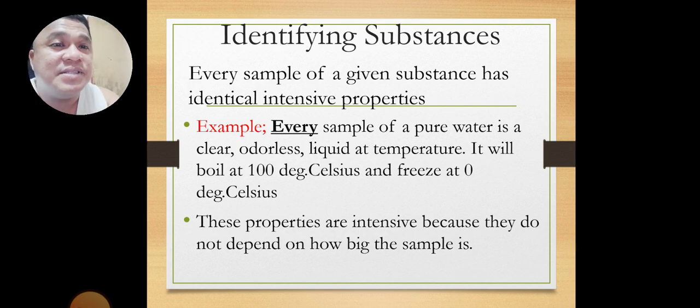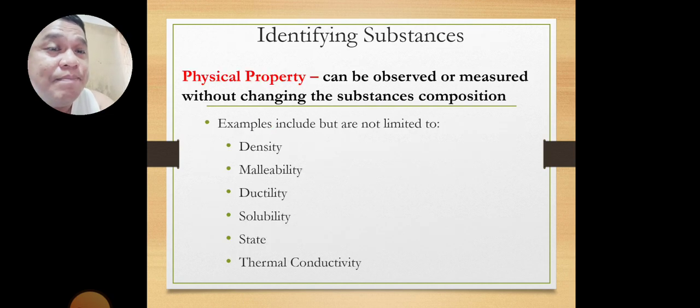In identifying substances, every sample of a given substance has identical intensive properties. For example, every sample of pure water is a clear, odorless liquid that boils at 100 degrees Celsius and freezes at 0 degrees Celsius. So as I said, no matter how small or big the volume or amount is, the intensive property, temperature, stays the same. These are intensive properties because they do not depend on how big or small the sample is.